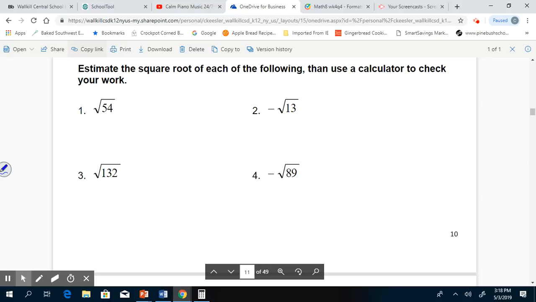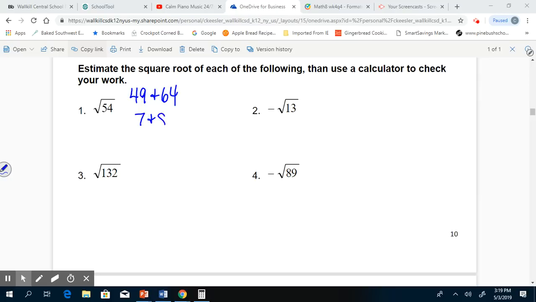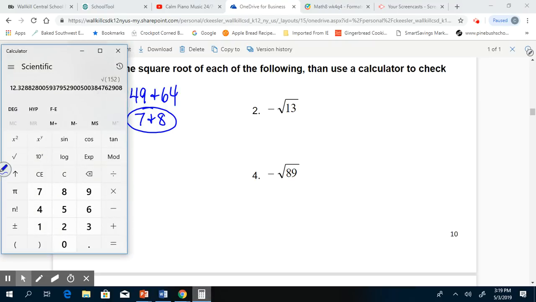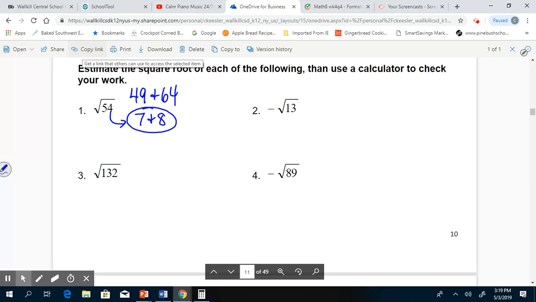So if you're looking up at the list, square root of 54 falls between 49 and 64. Square root of 49 is 7, and the square root of 64 is 8. So the square root of 54 is between 7 and 8. And again, I can prove it. 54's square root is 7.34846, and so on, which is between 7 and 8.